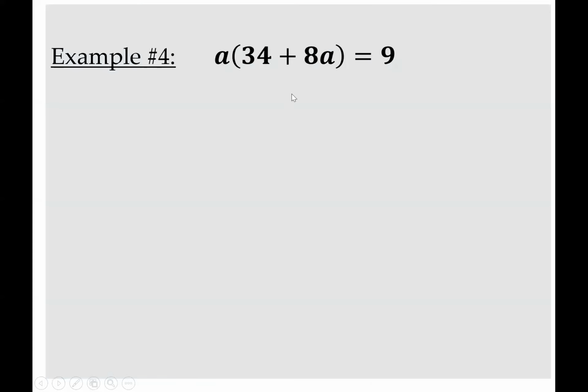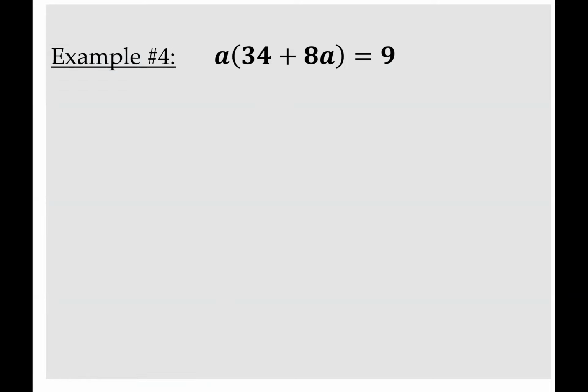Okay, example 4. A times the quantity 34 plus 8a equals 9. Okay, so here's the thing with this problem. It kind of already looks like it's factored. So you might think, oh, can I just set each factor equal to 0? Wait a second. But there's a 9. So no, you can't set each factor equal to 0. And also don't set each factor equal to 9 either, in case that was coming up in your mind. There's no 9 product property, okay?